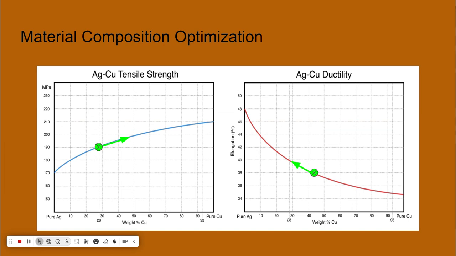And modifying this composition, as you can see on the charts here: as the Cu percentage goes up, it gets stronger, but as the Cu percentage goes down, it actually gets more ductile. So it's about finding that balance between those 2 points on the graph.